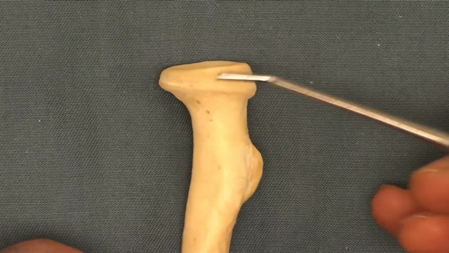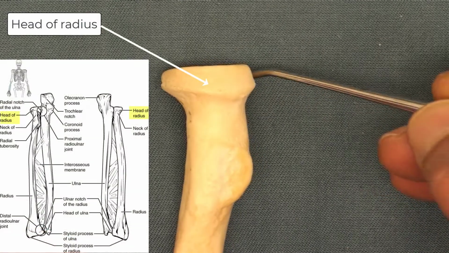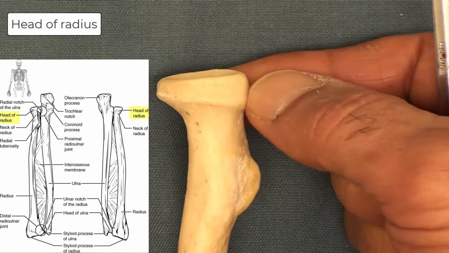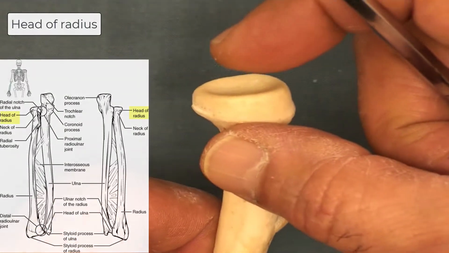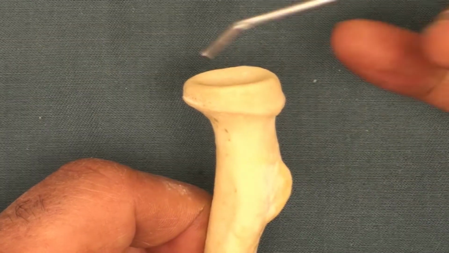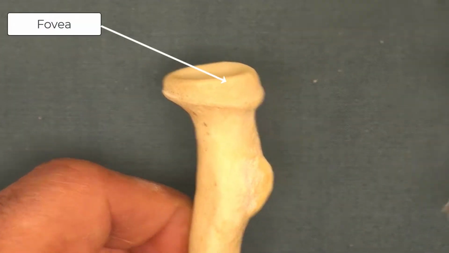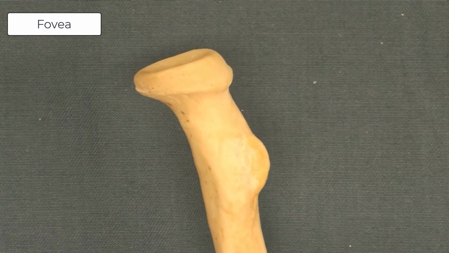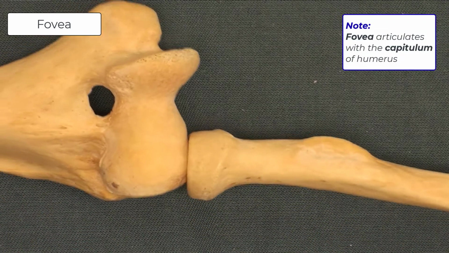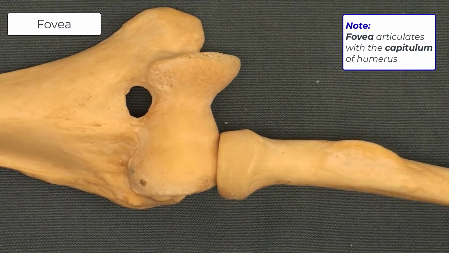Okay, here it is. Here is the head of the radius. The head of the radius is on the proximal end, and on the top of the head right there, see that there is an impression known as the fovea. And as you recall from the humerus, the fovea articulates with the capitulum of the humerus. Okay.